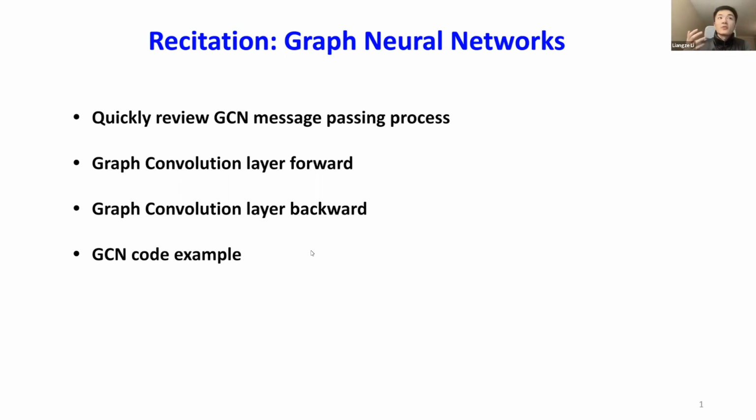We're going to quickly review what a GNN is, or what's called a GCN, a graph convolutional network, and then we're going to look at what's called a graph convolutional layer. Specifically, we're going to look at forward and backward paths in terms of what is computed, and then we're going to show you how to write that in code. All right, so let's begin.